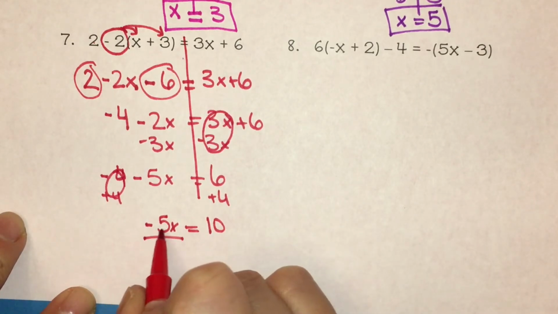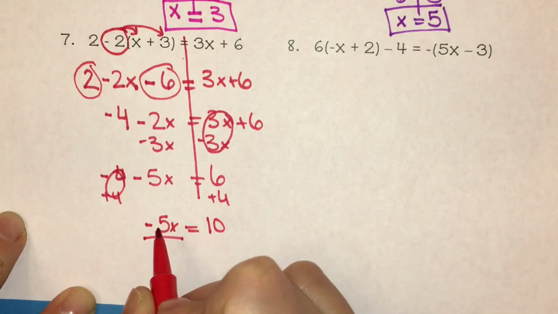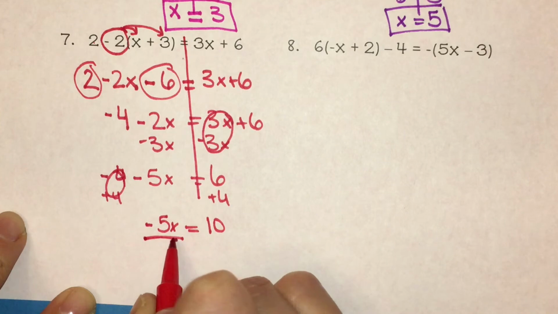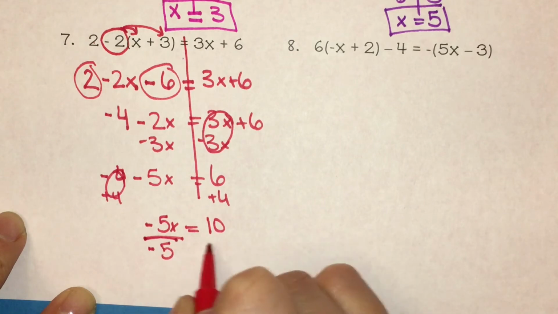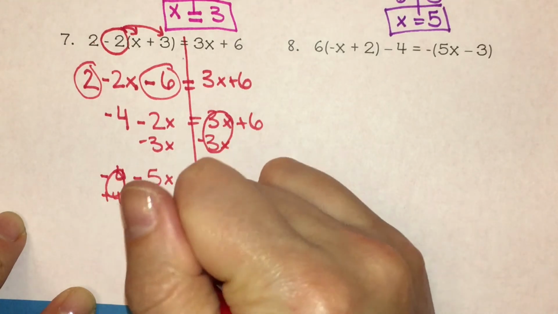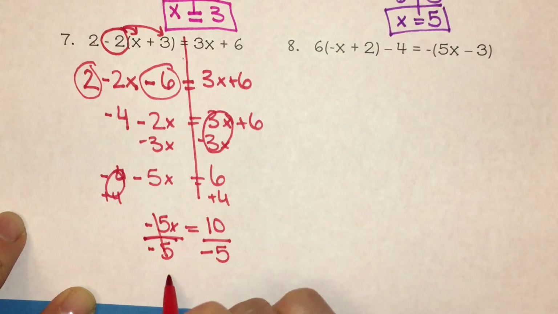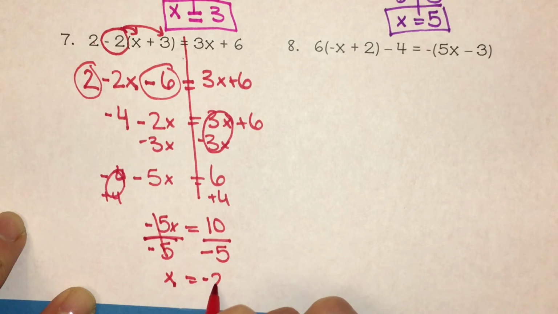I want to get rid of the negative 5 that's being multiplied by x. So opposite of multiplying x by negative 5 is dividing by negative 5. But anything I do to one side, I must do to the other. Negative 5 divided by negative 5 is positive 1x equals 10 divided by negative 5 is negative 2.